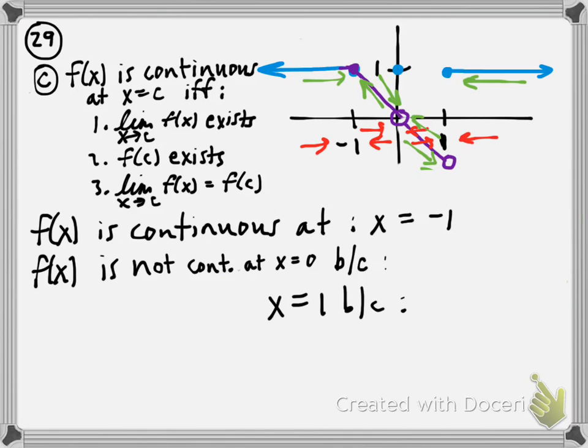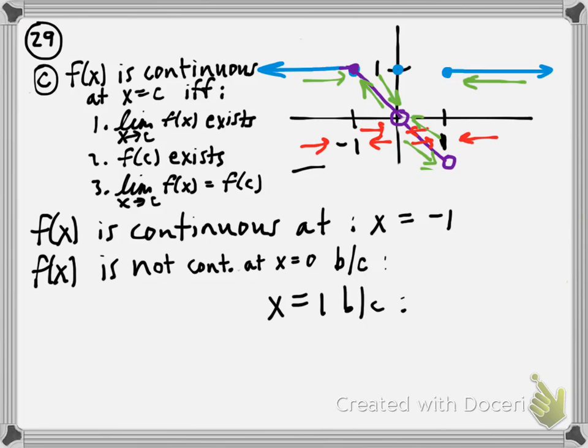Let's continue here. I just figured that I would remind you of what it means for f of x to be continuous at x equals some constant. And f of x is only continuous at a constant if three conditions are met. The limit as x approaches c of f of x must exist. f of c has to exist, and then the two values that you get in the first two have to be the same.